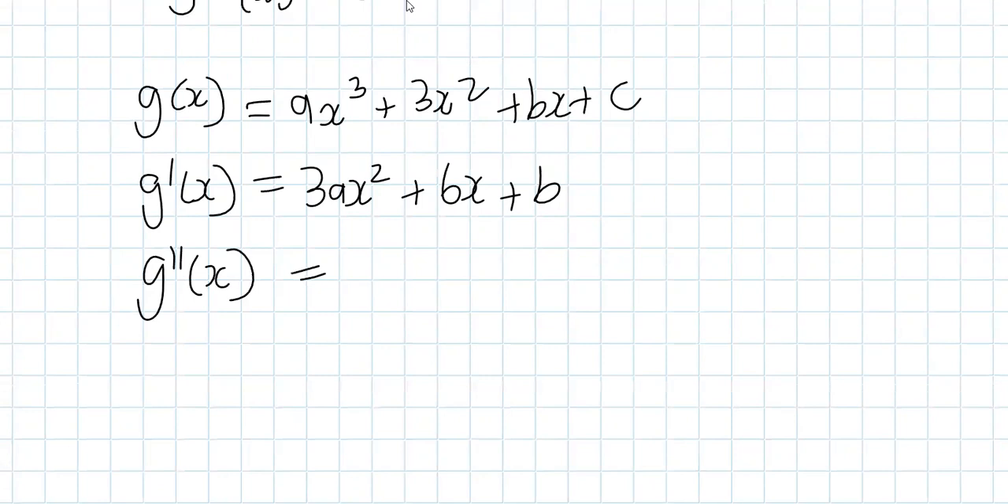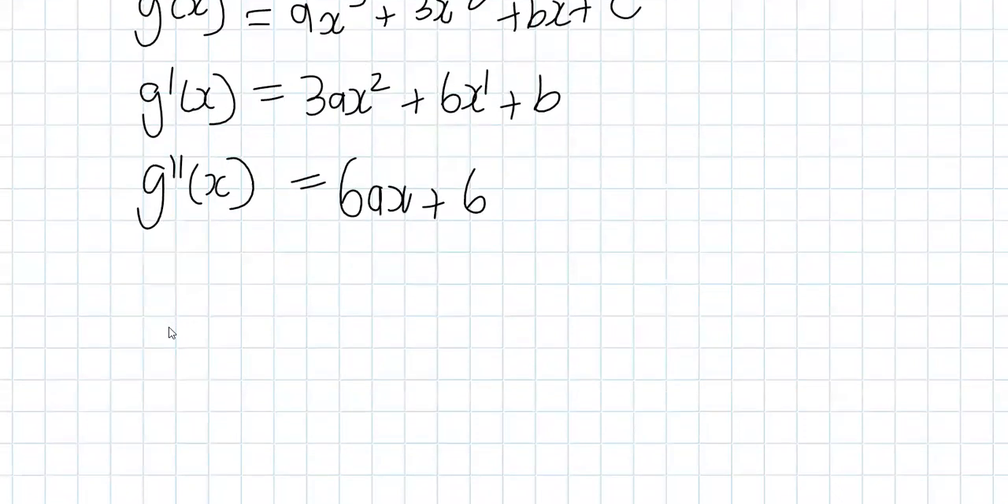But we're not using this, so we're going to go ahead and do our second derivative. So we take 2 times 3 is 6a, x to the 2 minus 1 is just x, plus 6 times 1 is 6, x to the 1 minus 1 is 0, so 6ax plus 6. That's our second derivative. So for g dash dash of x, our second derivative, if we want min max, we equate it to 0.